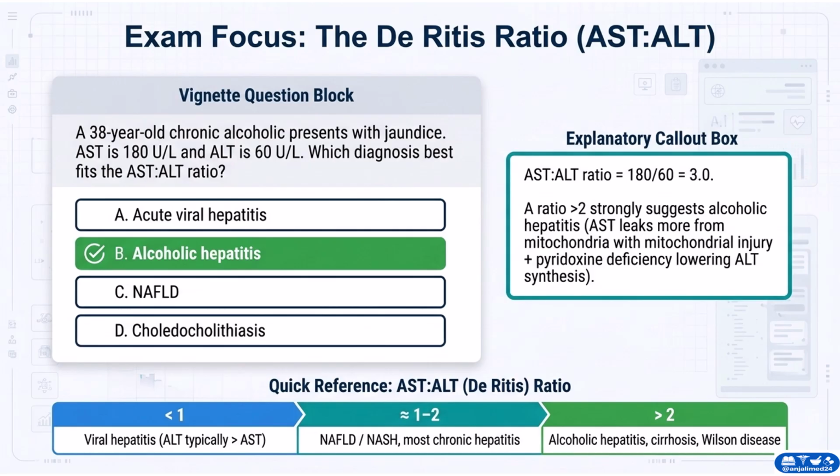Now, remember this quick exam guide. If AST to ALT ratio is less than 1, think of acute viral hepatitis, where ALT is usually higher than the AST. A ratio between 1 and 2 is commonly seen in NAFLD, NASH, and many chronic liver diseases. A ratio greater than 2 strongly points towards the alcoholic hepatitis, although it may be also seen in advanced cirrhosis and occasionally Wilson's disease.